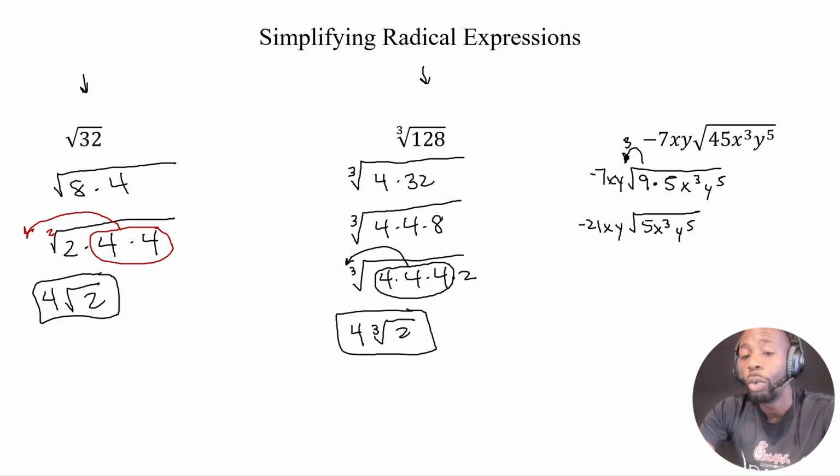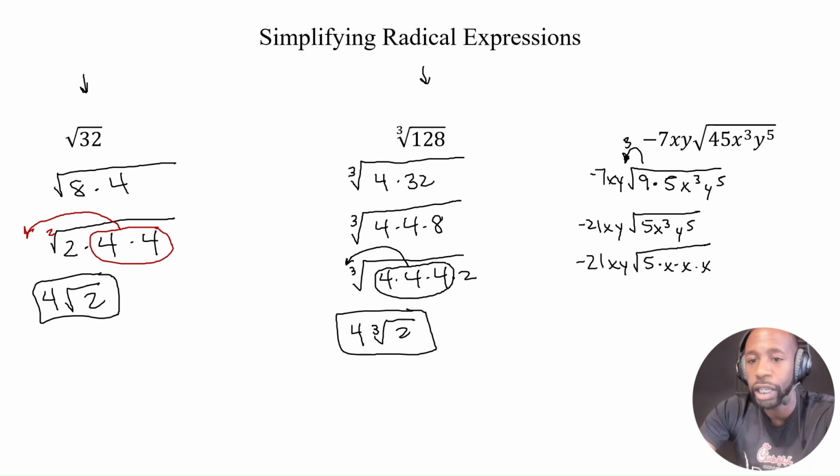Okay. Now we're going to break up these variables into their factors. I'm going to do the x first. So that becomes negative 21xy times 5x cubed, that's x times x times x, and then times y to the fifth. Remember, we're taking the square root, the second root. So if we have 2 of anything underneath, we can take 2 of them out. So we have 2 x's underneath. We're taking the square root, so 2 of those come out as 1. So then this becomes negative 21 x times the x that you pull out is x squared y.